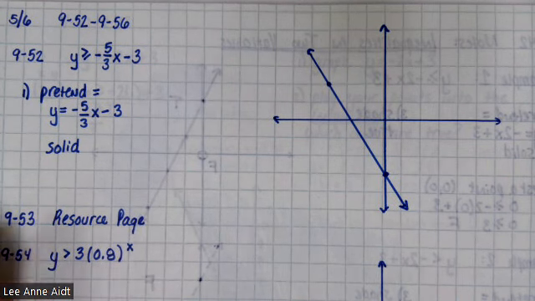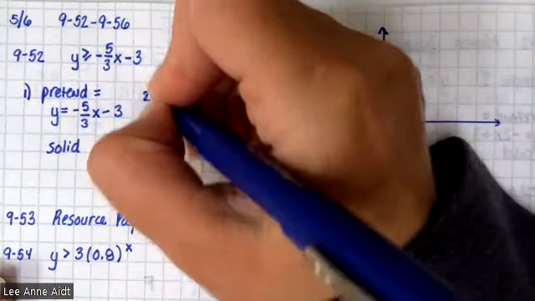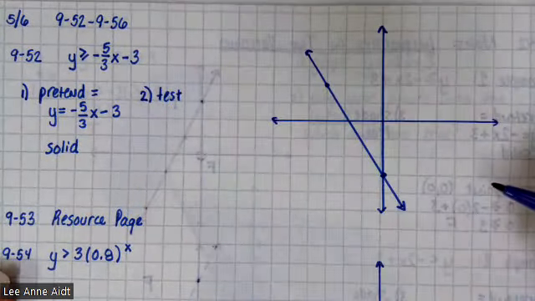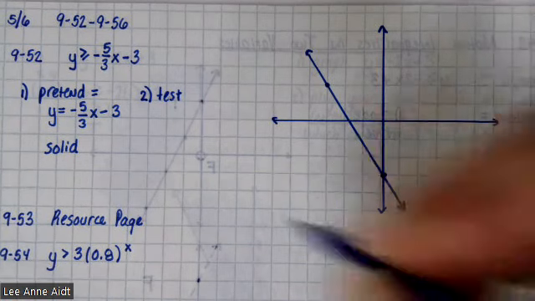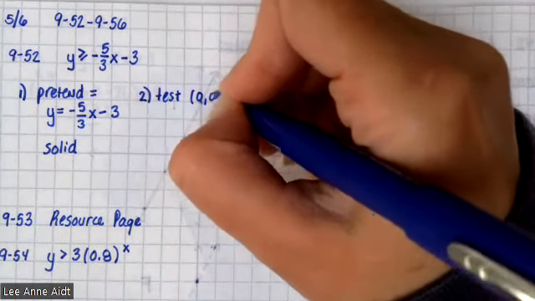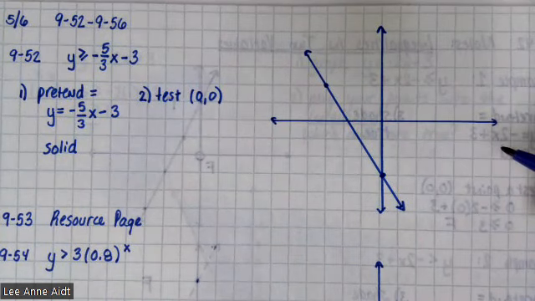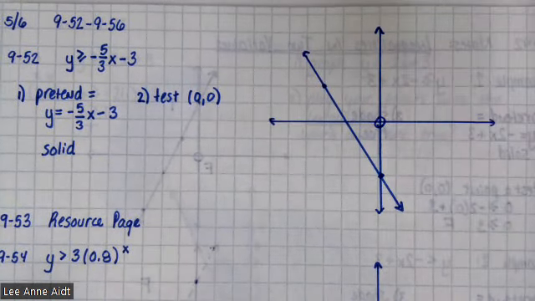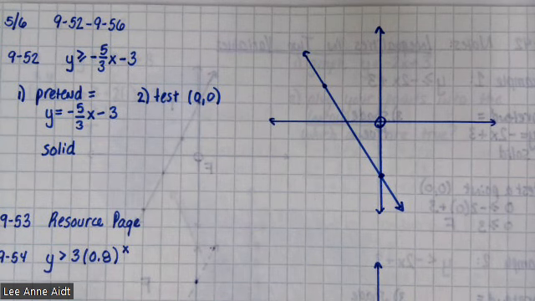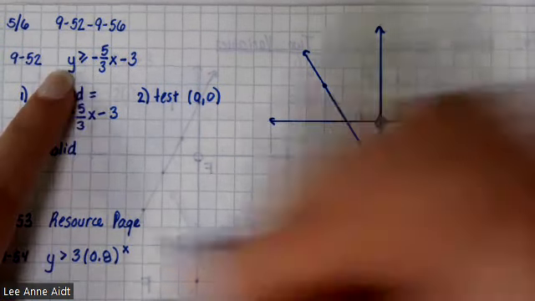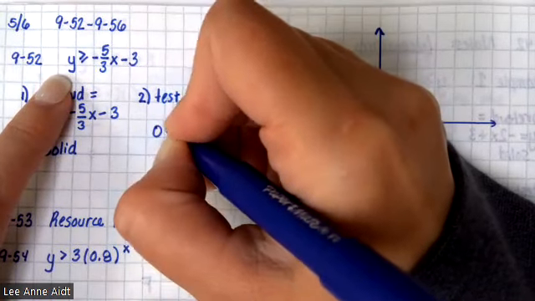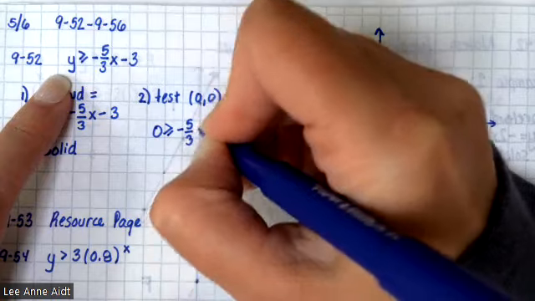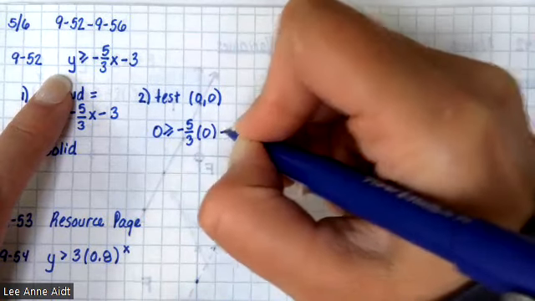Okay, anyway. Step 2. Test a point. What point is my favorite point to test? Yes. And can I test 0, 0 in this problem? Yes. And the reason is because it doesn't go through 0, 0. Okay, so I'm going to put that in the top. So 0 is greater than or equal to -5/3 times 0 minus 3.